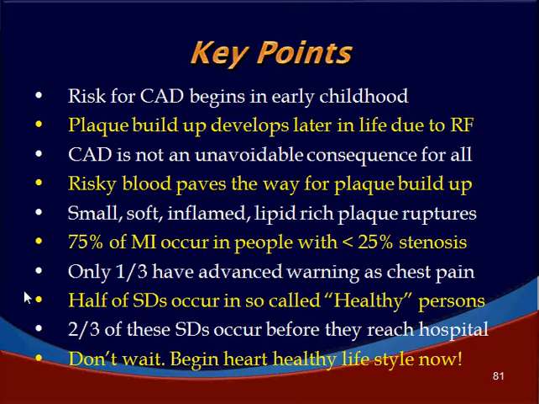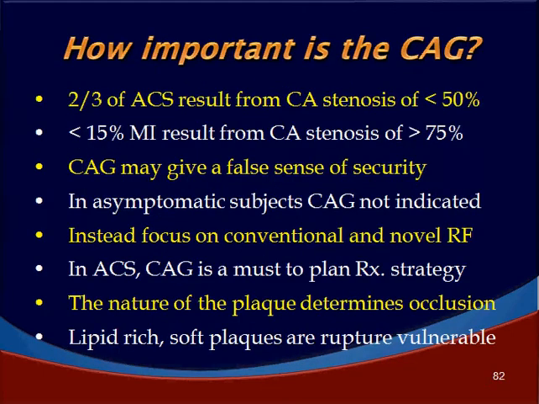Half of the sudden cardiac deaths occur in so-called healthy persons. They say till yesterday he was very well, suddenly he had chest pain and died. That is due to fatal ventricular arrhythmias. 2/3 of these sudden cardiac deaths occur before they reach the hospital, pre-hospital mortality. So do not wait, begin a heart healthy lifestyle right now and institute the same practices in all your patients.